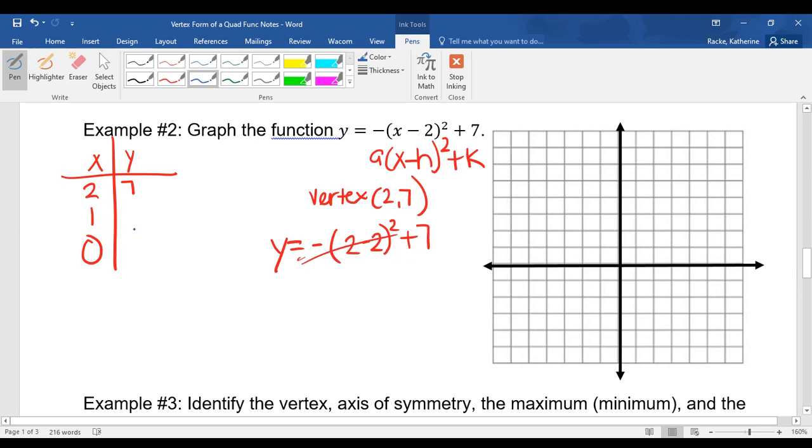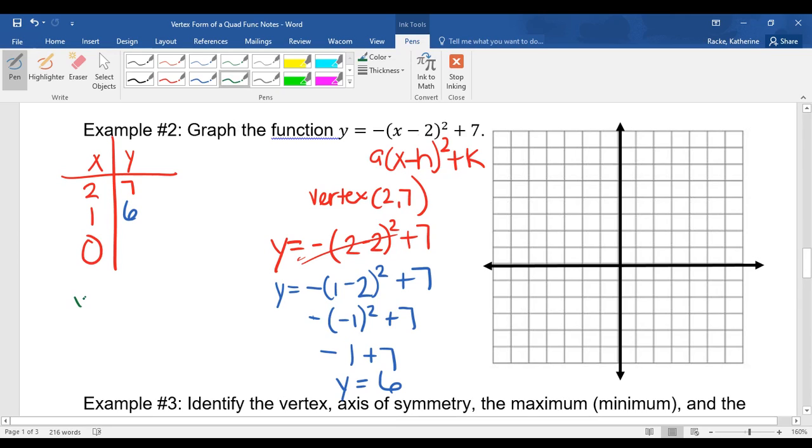For the point x equals 1, let's plug in 1. So negative 1 minus 2 squared plus 7. So we'll leave that negative there. 1 minus 2 gives me a negative 1 squared plus 7. Negative 1 times negative 1 gives me a positive 1, but I still have this negative in front, so that is going to give me a negative 1 plus 7 to give me y equals 6.